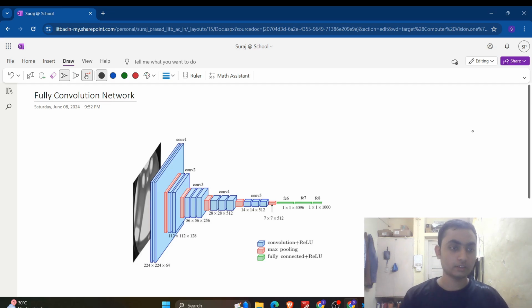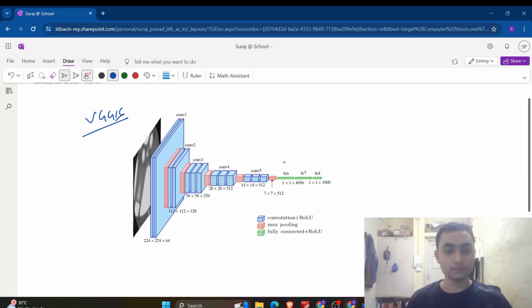Hello everyone. So let's start with fully convolutional networks. Before understanding the fully convolutional network that is used for semantic segmentation, let's first go through the VGG16 network. All right, so this is VGG16.